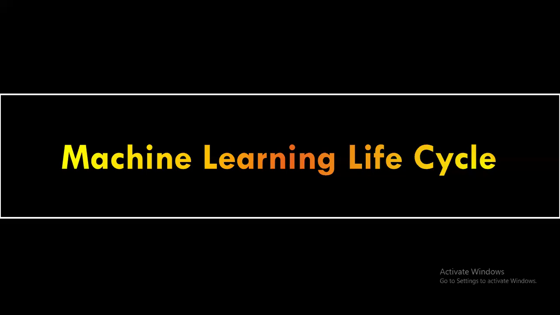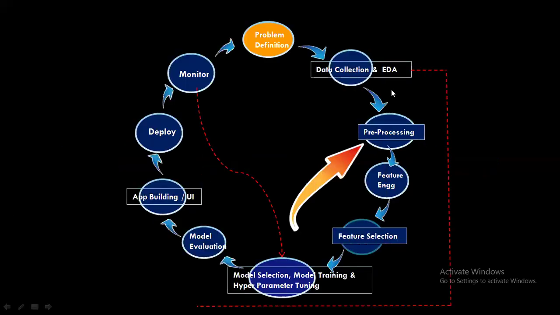So what is machine learning life cycle? A human being has a life cycle. Let's say a human is born, and from birth to adulthood, and adulthood to retirement, there is a life cycle. Similarly, when it comes to machine learning life cycle, there are different stages. The first one is the problem definition. The next stage is the data collection.